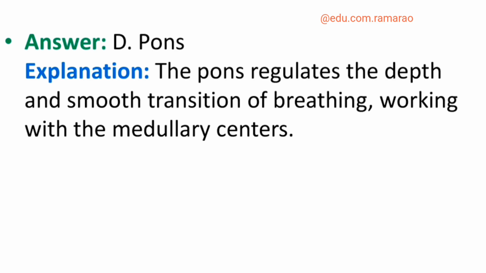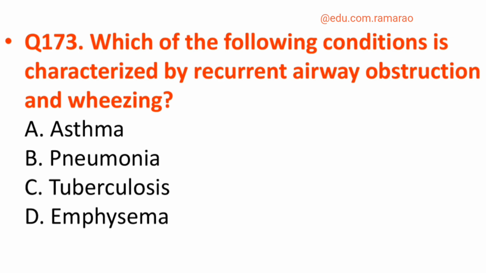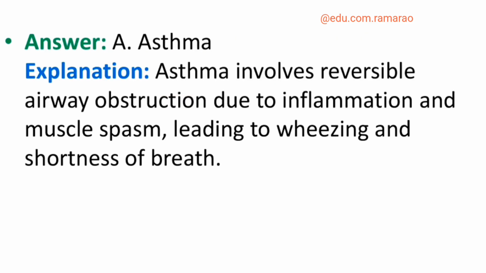The next question. Which of the following conditions is characterized by recurrent airway obstruction and wheezing? Option A asthma, option B pneumonia, option C tuberculosis, option D emphysema. The correct answer is option A, asthma. Asthma involves reversible airway obstruction due to inflammation and muscle spasm, leading to wheezing and shortness of breath.